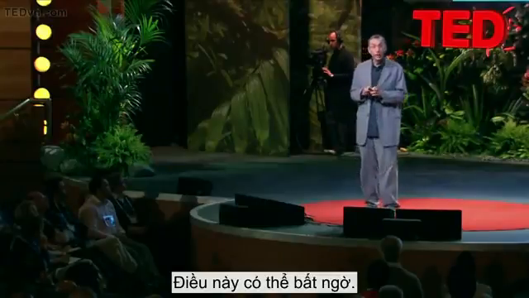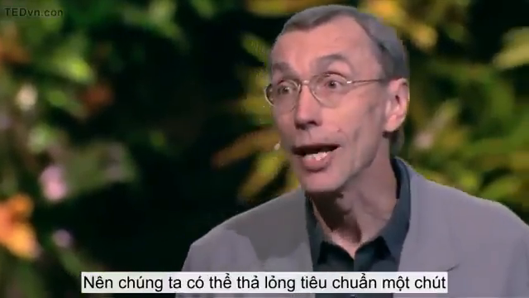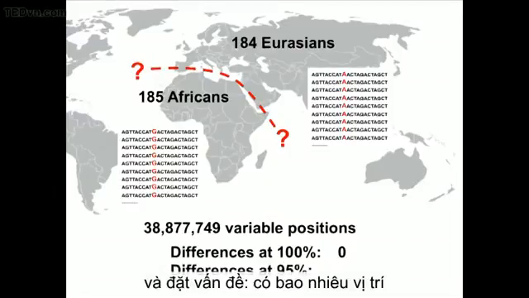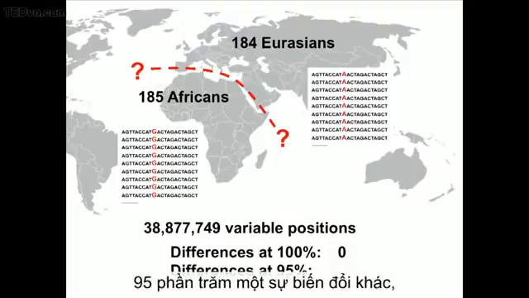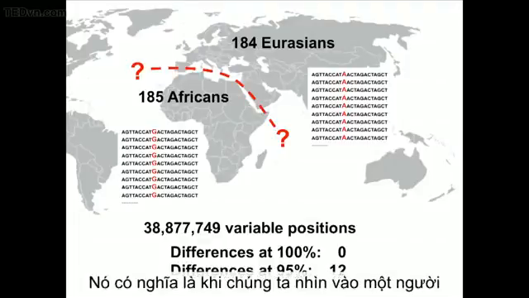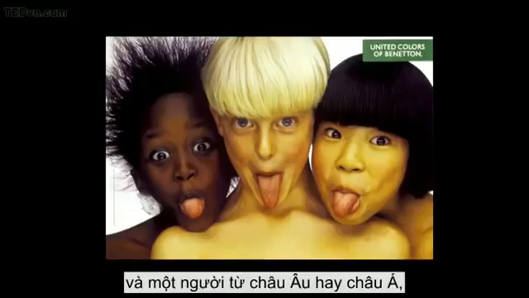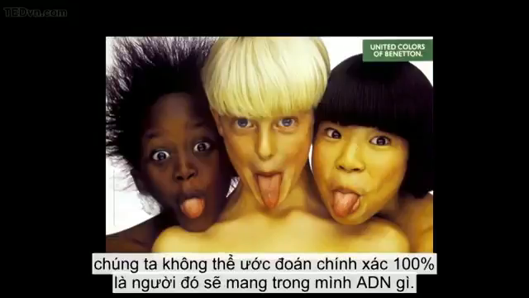This may be surprising, maybe a single individual is misclassified, so we can relax the criteria a bit and say, how many positions do we find where 95% of people in Africa have one variant, 95% another variant, and the number of those are 12. So this is very surprising. It means that when we look at a person from Africa and a person from Europe or Asia, we cannot for a single position in the genome with 100% accuracy predict what a person would carry. And only for 12 positions can we hope to be 95% right.